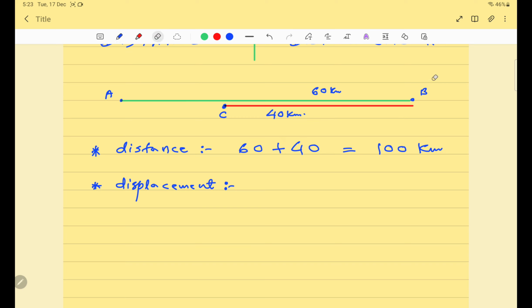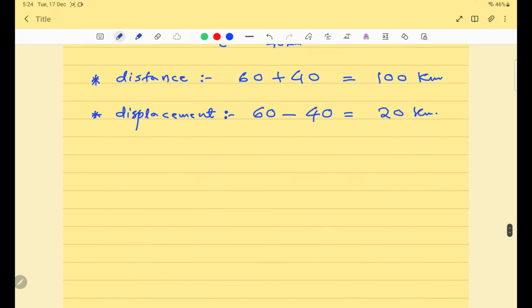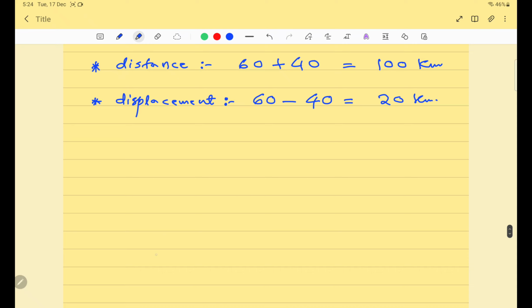But if I ask you what is the displacement? Displacement is the shortest possible path between the starting point and the final point. Actually, displacement is the length of this blue line, and this displacement is 60 minus 40. It is 20 kilometers. This 20 kilometers is the displacement, and I think it clears the concept and difference between distance and displacement. And now I am giving you another example, and you should answer me.